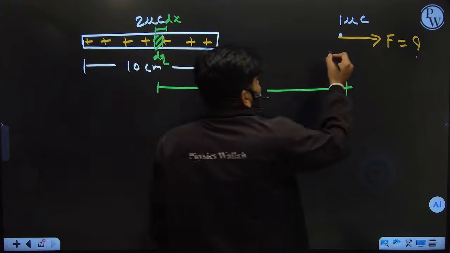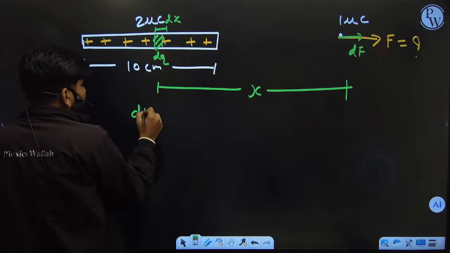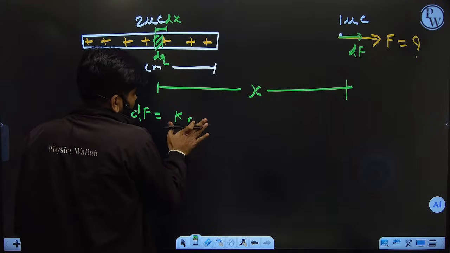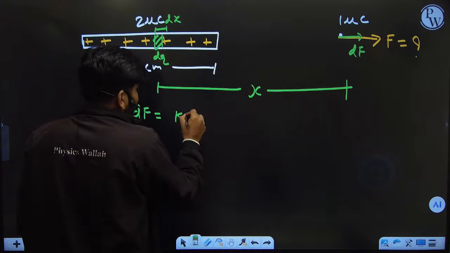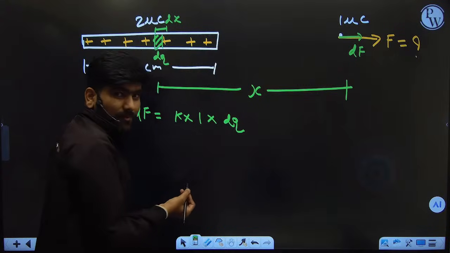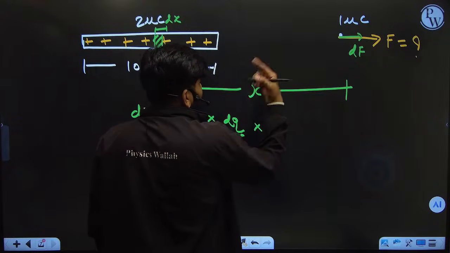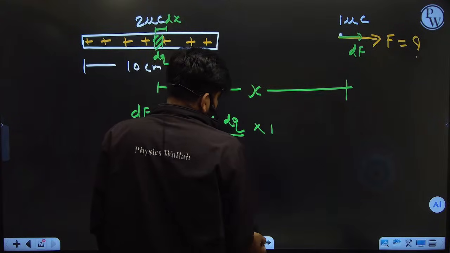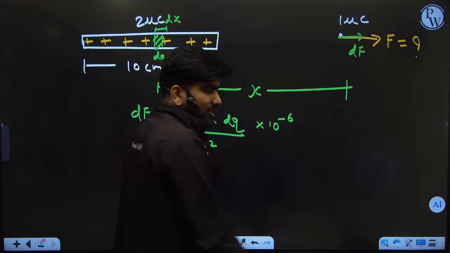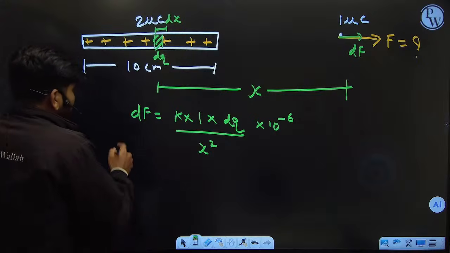This tiny portion of the rod is going to apply a very tiny force dF. How much is this dF going to be? K, that is Coulomb's law constant, q1, and I will write the other charge as dq. So K times 1 microcoulomb times dq by r square. R square means x square. Clear? Since the charge is in microcoulomb, I will write 10 raised to the power minus 6.